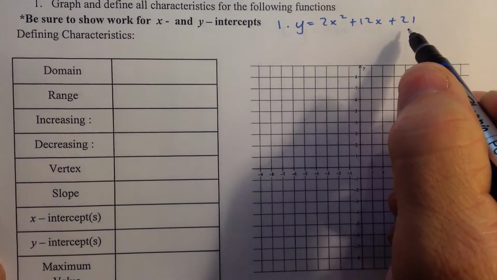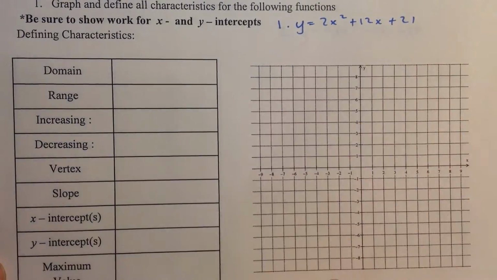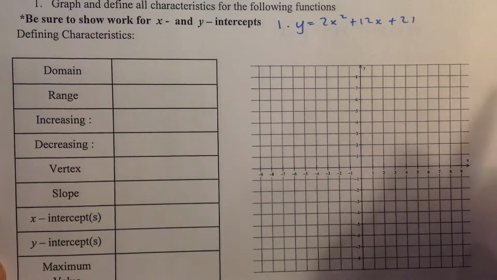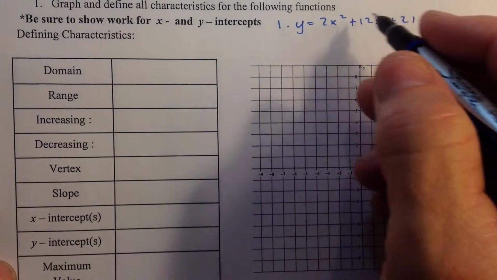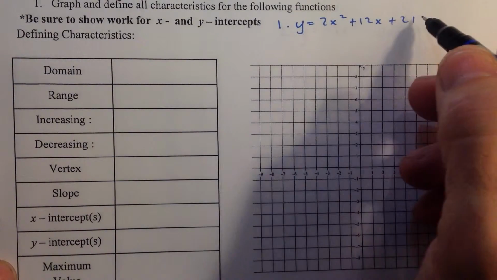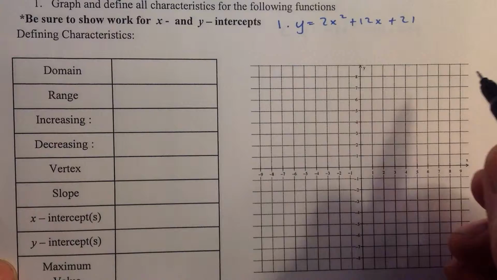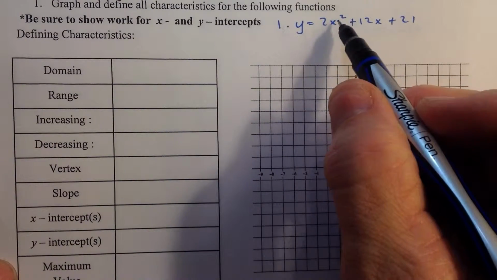In this video I'll explain how to graph this function and how to find the different characteristics of the function. First thing we want to do is figure out what the vertex is. We recognize that it's a polynomial function, specifically a quadratic function because of the 2, the x squared.